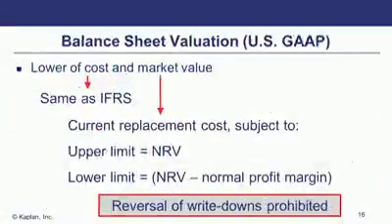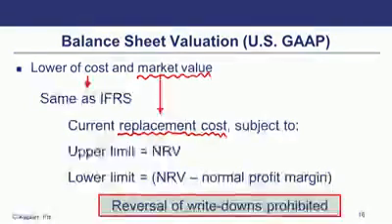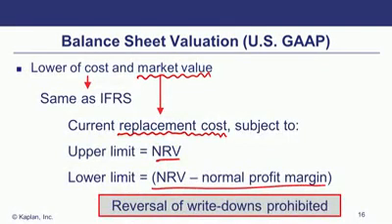So here is US GAAP. Now notice US GAAP compares cost not to net realizable value, but to market value. So we need to define what this market value is. Well, market value is the replacement cost, the cost of the firm of replacing these items. Now, it's replacement cost, but it is subject to an upper and a lower limit. The upper limit is net realizable value. The lower limit is net realizable value minus normal profit margin. So as long as replacement cost is in that range, between those upper and lower values, you use replacement cost.